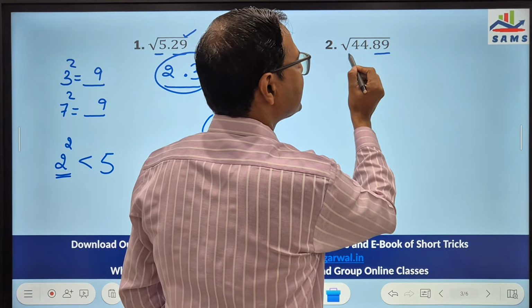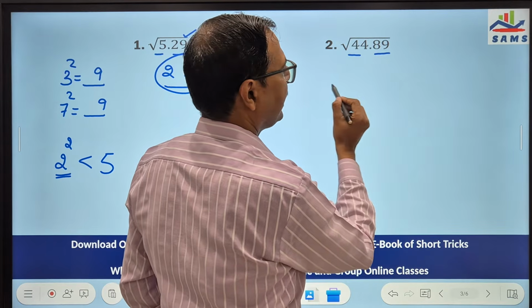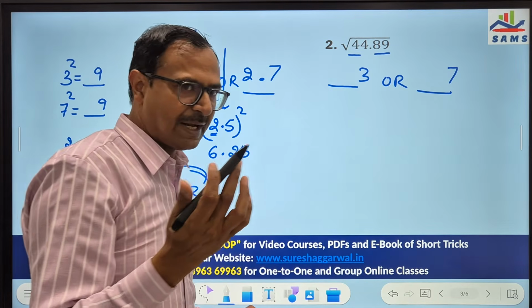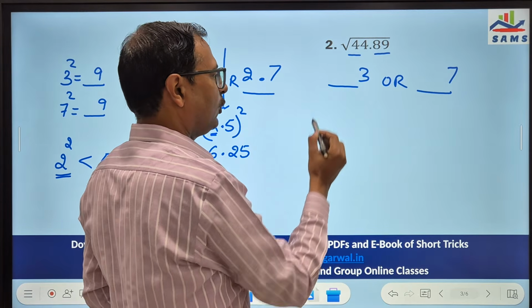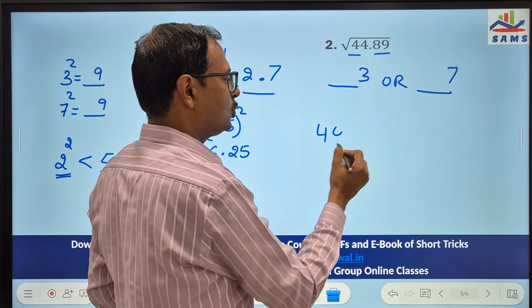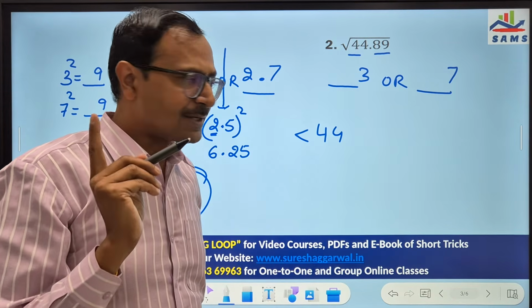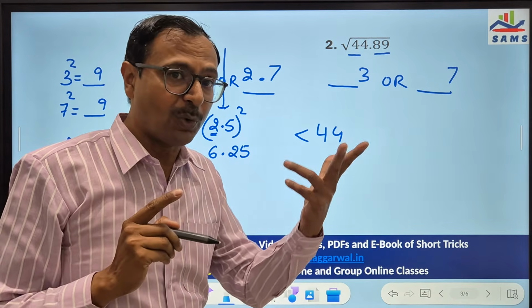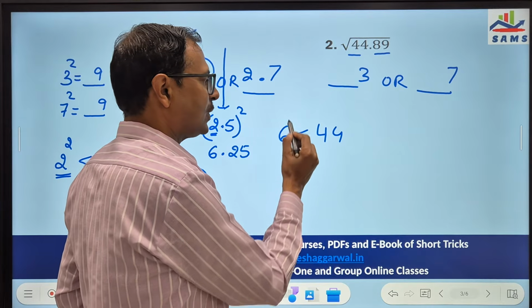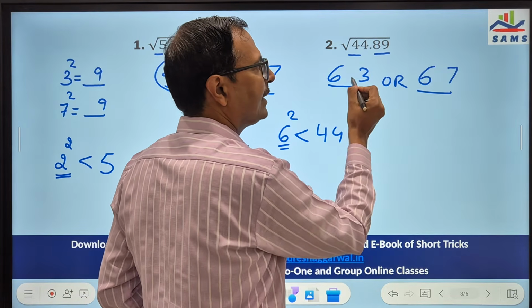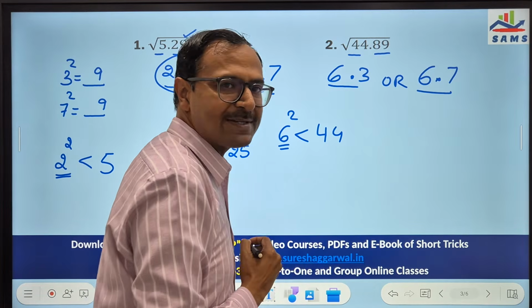Likewise, let's understand it one more time. Here also this is ending in 9, so my answer ends in 3 or 7. That is the first thing. 44 is very close to which square? 5 square 25, 6 square 36, 7 square 49. 49 is more, right? So I need 6 square. So this 6 forms the remaining part. So either my answer is 6.3 or 6.7.